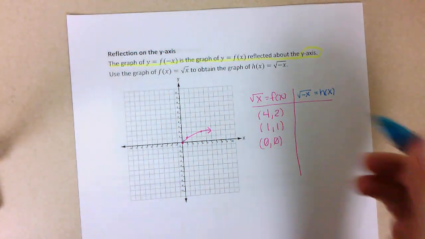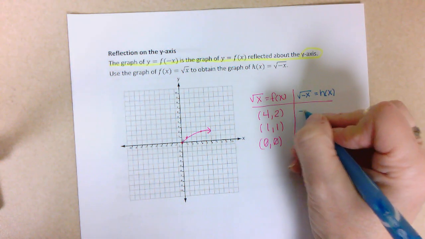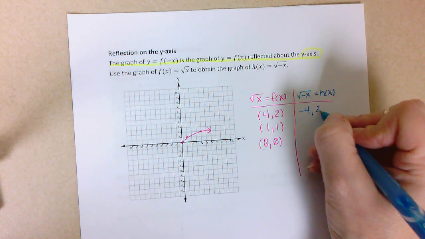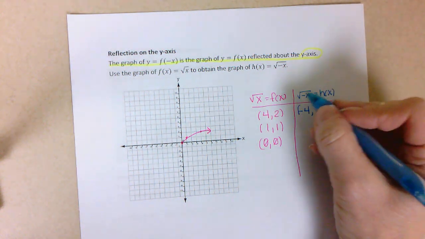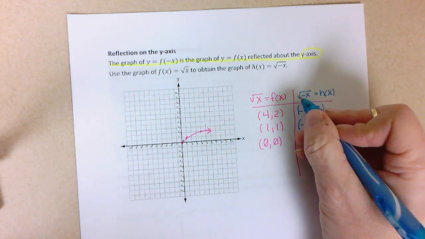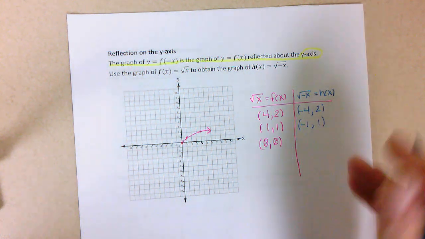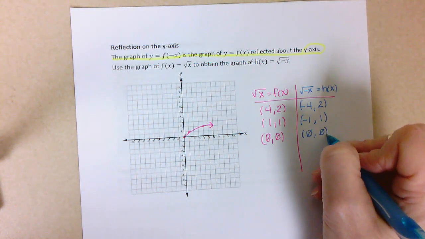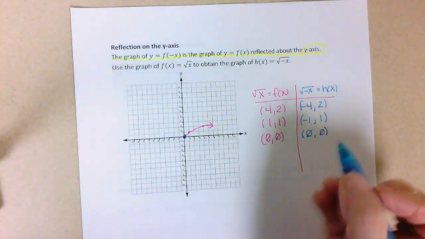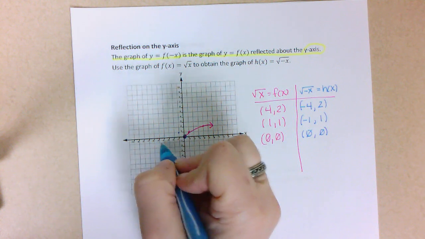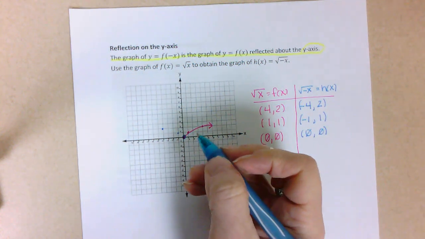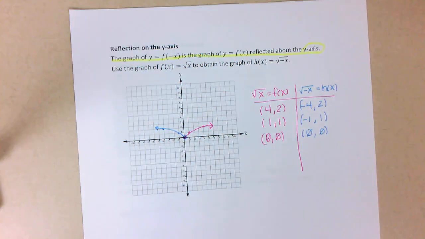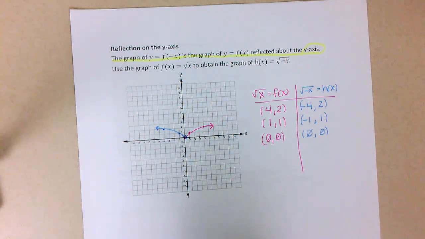Okay. So if we plug in a negative 4, that's going to give us a positive 2. If we plug in a negative 1, that's going to give us a positive 1. Then if we plug in a 0, that's going to give us a 0. So we'll share an origin again. And then negative 1, positive 1, negative 4, positive 2. So it'll look like this. So it's reflected about the y-axis.